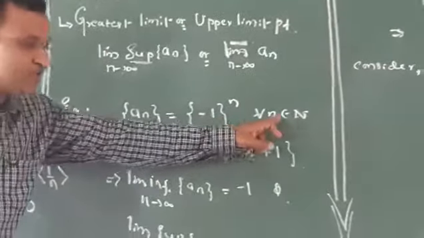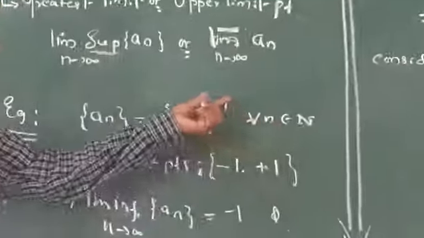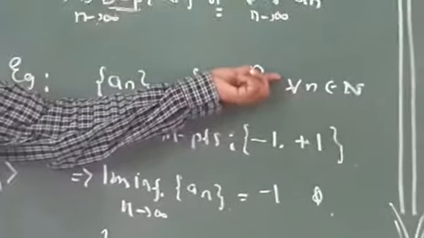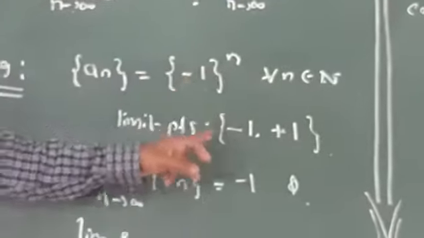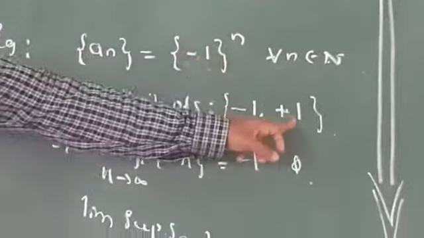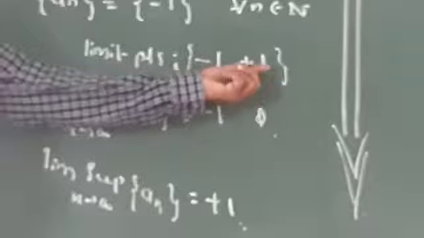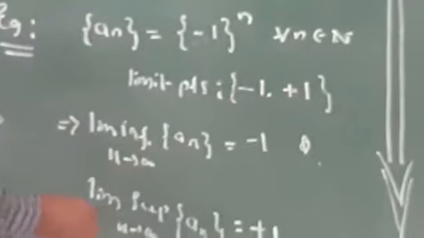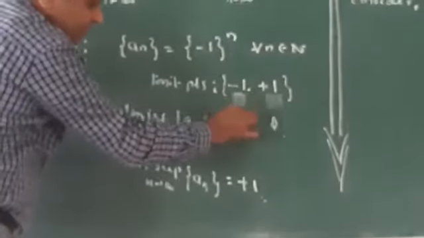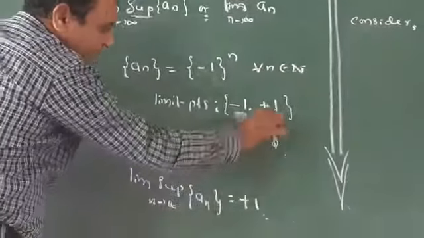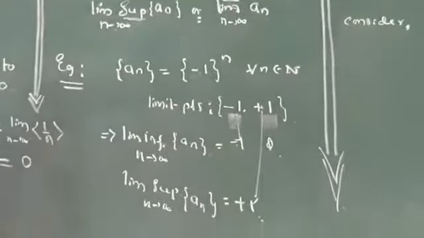Just consider one example: the sequence an equals minus 1 raised to n. For every n belonging to the natural numbers, if you go on substituting n values, it becomes either plus 1 or minus 1. If n is 1, it is minus 1. If n is 2, it becomes plus 1. So go on like this. The limit points are minus 1 and plus 1. So this is the lower limit point and this is the upper limit point. The limit inferior is minus 1 and the limit superior is plus 1.